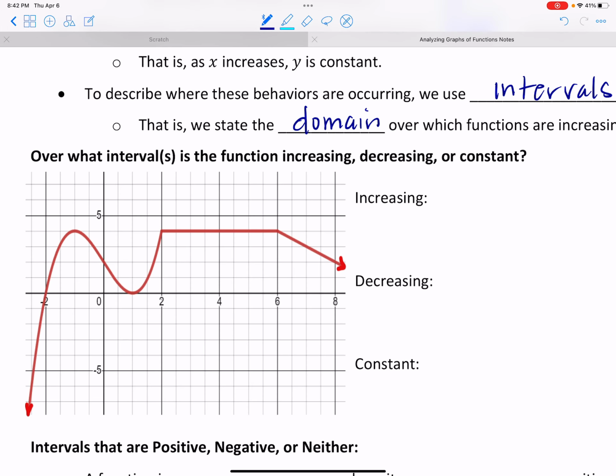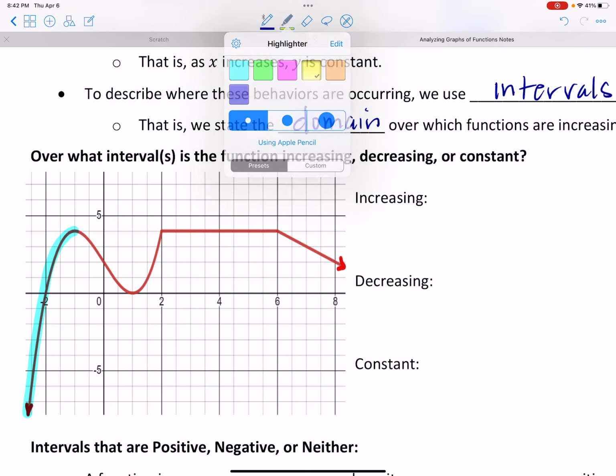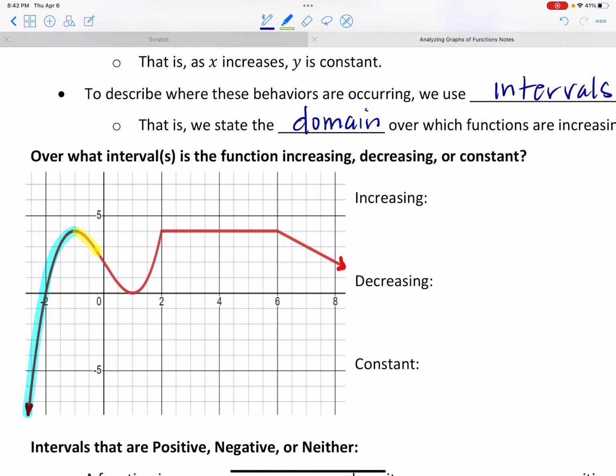If we want to identify an interval or intervals where this function is increasing, decreasing, or constant, again, I think just reading it and identifying is pretty easy. We just got to be careful about how we state where the behaviors are occurring. So if I was reading this graph from left to right, I can see that this first section of graph is increasing until I get here, and then it takes a turn, and then we see that the graph over this next interval is decreasing until we get here.